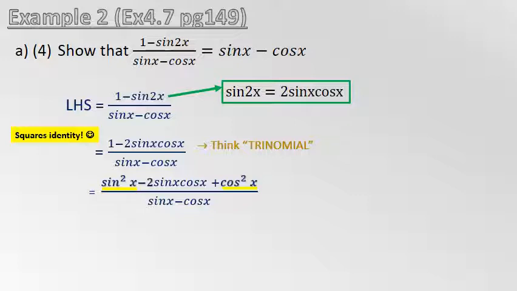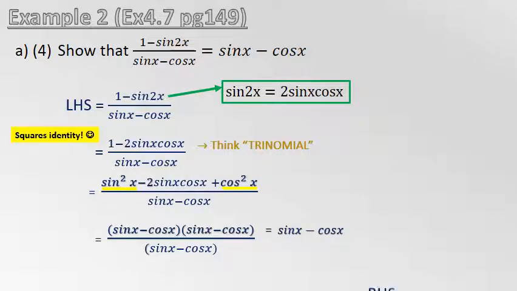Now we have a trinomial that we can factorize into sine x minus cos x times sine x minus cos x, and what do you know? The brackets cancel and we end up with the right hand side.